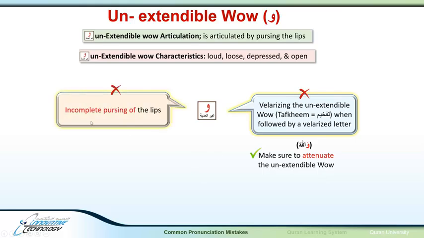The second mistake is incomplete pursing of the lips. Wakana. In waw you should say oo, purse your lips. But the problem arises, especially when you have a fatha, you might tend to decrease that pursing. So it will be like wakana with weak rounding, and this is wrong. It should be wakana. So let's listen to the right way of pronouncing it from Sheikh Al-Husari. Wakana. So make sure to purse the lips enough.